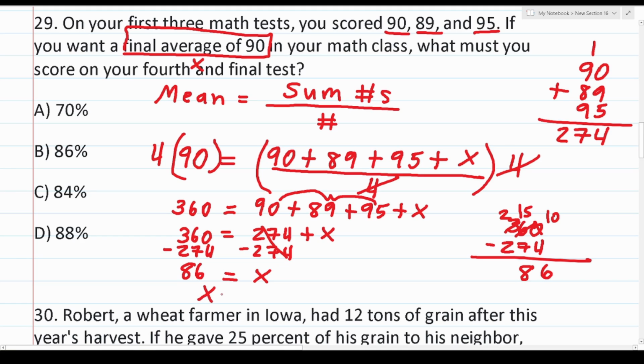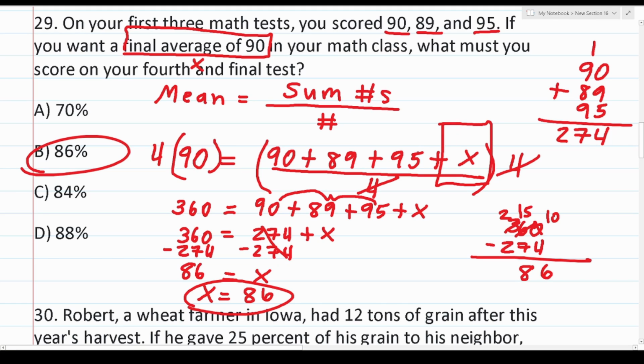In math, it's customary to write the variable for which you solved on the left. So this is x equals 86, which is b. In other words, you need to score an 86% on your fourth test, which we represent right here, to get a final average of 90 in your math class. Okay, so that's that one.